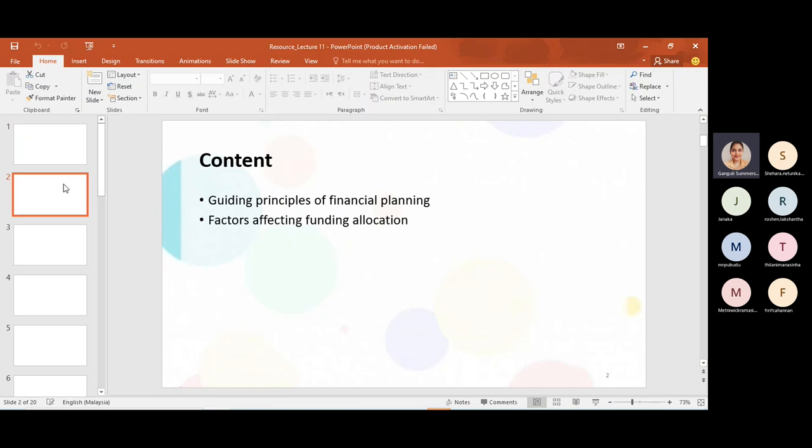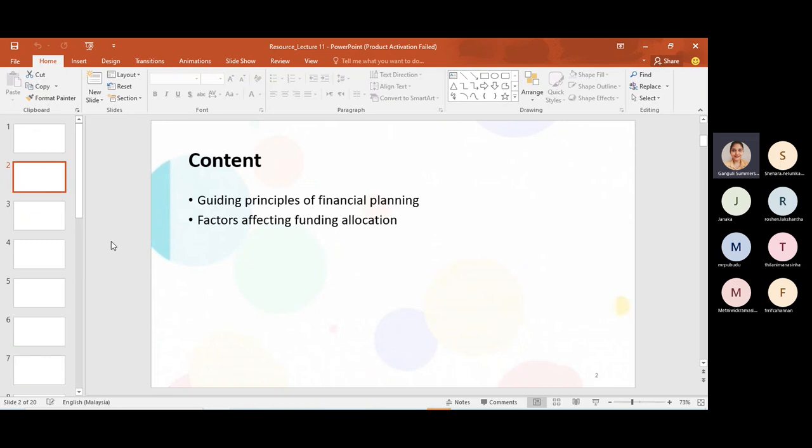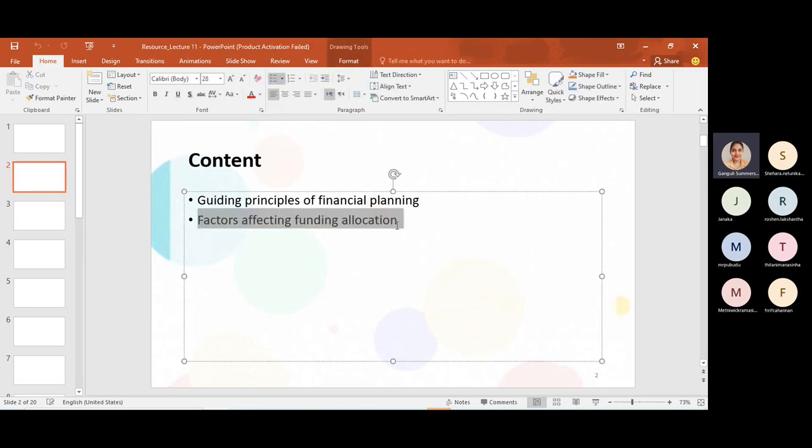These are the two main topics that we will be discussing today: guiding principles of financial planning and factors affecting funding allocation. Before we move on, funding allocation is a part of financial planning. So let's discuss guiding principles of financial planning first, and then move on to the second topic. It's better for us to have an idea about financial planning before we start talking about funding allocation.